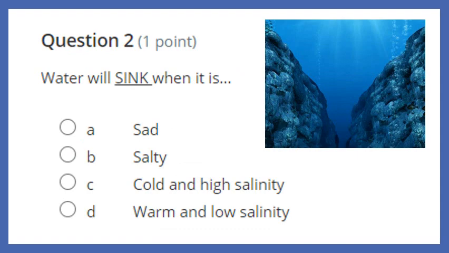Question number 2. Water will sink when it is A, sad, B, salty, C, cold and high salinity, and D, warm and low salinity. So think back to air. When air was warm, it usually rose, and when air was cold, it usually sank. So water is going to act the same way. But how does salt play into that? Does salt make water more dense, or does it make it less dense?